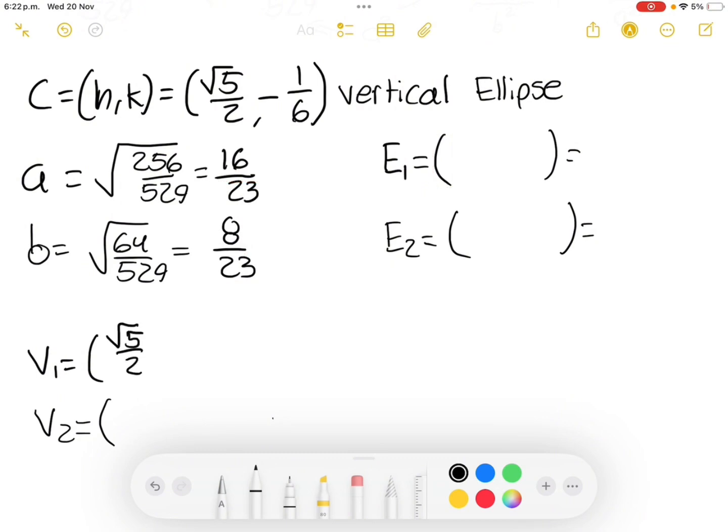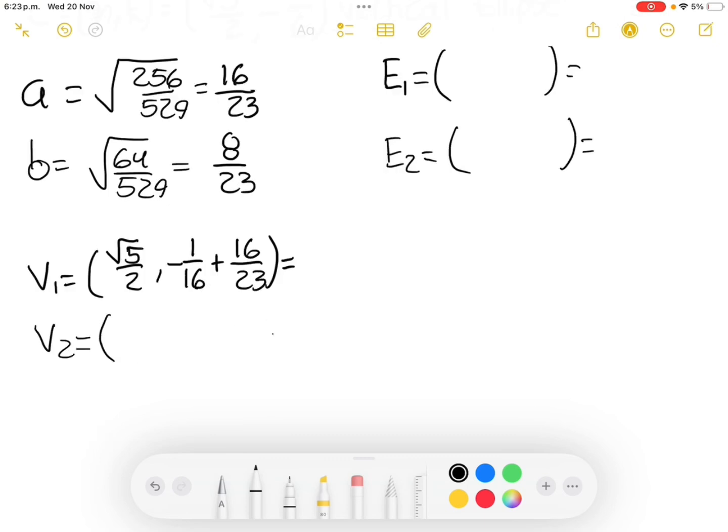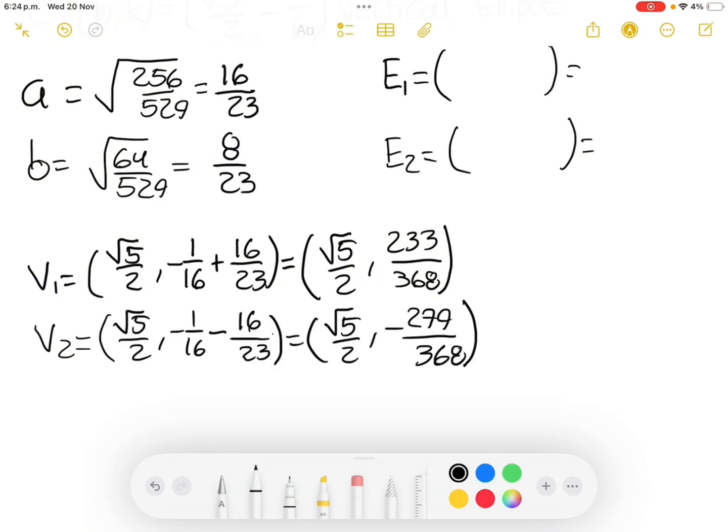So the vertices are defined by the expression square root of 5 under 2, comma, minus 1 under 16 plus 16 under 23. That is going to give us this. For vertex 2, we're going to do the same, but we're going to change the sign to minus. As you can see, these results give us the coordinates for the vertices.